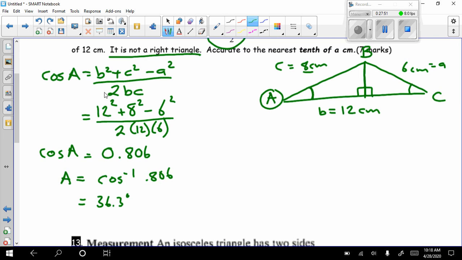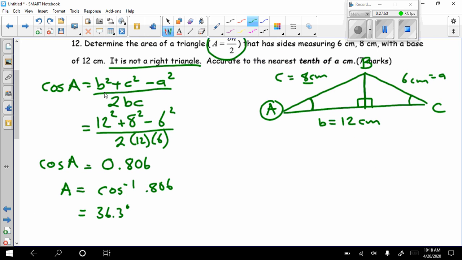Okay, so back to this question then. We solved for angle A, and now I'm just going to change colors and look at this. I'm going to focus in on this triangle, and I'm actually even going to write it down here. I'll show you. You've got a little triangle here.